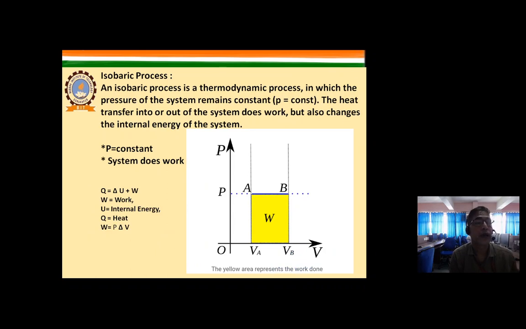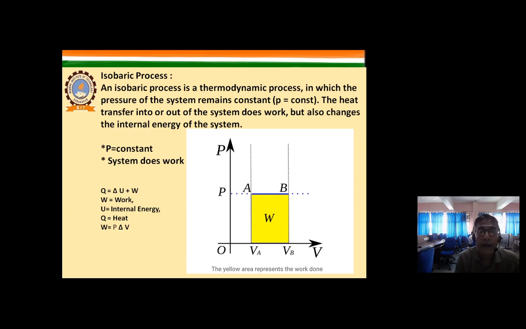The last one is the isobaric process. An isobaric process is the thermodynamic process in which the pressure of the system remains constant. The heat transfer into or out of the system does work but also changes the internal energy of the system. P is equal to constant and this system does work. Q is equal to delta U plus W, where W is work, U is internal energy, Q is heat. That's why W is equal to P delta V.